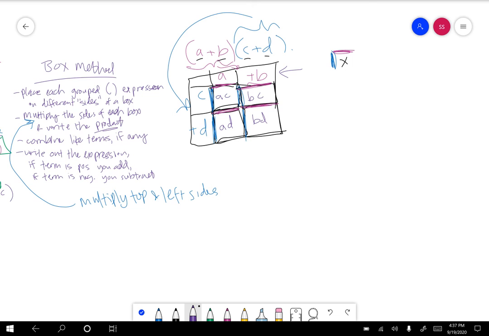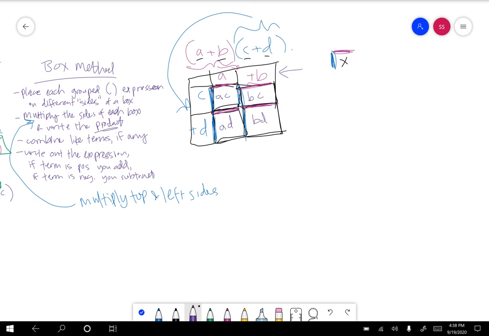From here, you would check if there are any like terms. Like terms meaning same variable to the same power. None of these have the same variables. We have AC, and we do have another one with A, but it has a D instead of a C. So they wouldn't be like terms. None of those are like terms.